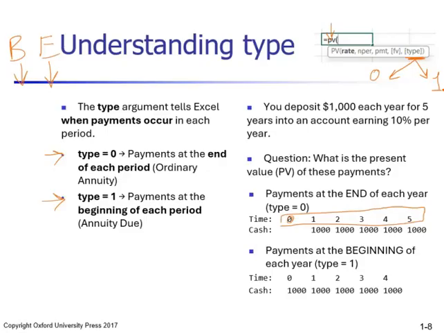But what if payments are at the beginning of each year, type 1? So the cash flow timeline would be something like this. At 0, now you pay 1,000. It means 0 means beginning of year 1. 1 means beginning of year 2. 2 means beginning of year 3. And still we have 5 payments.